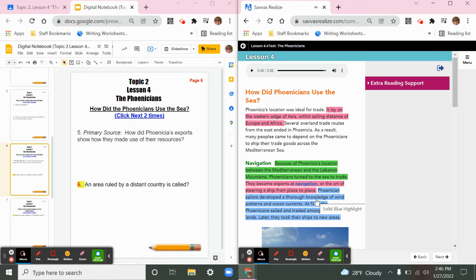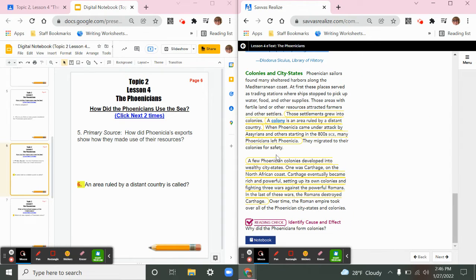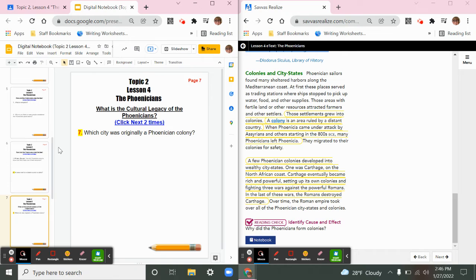So, for this paragraph that we just read, go to slide number 7. You will see that this also is a quiz question. So, which city was originally a Phoenician colony? You'll find that in this last paragraph here. So pause the video if you need more time. Get that answer down.